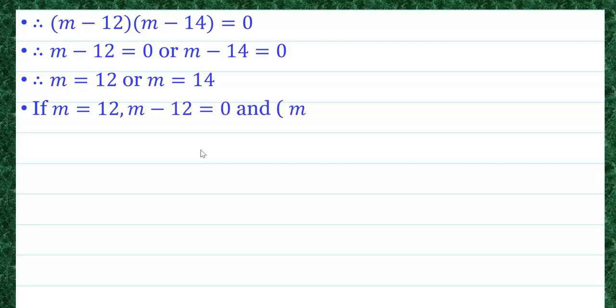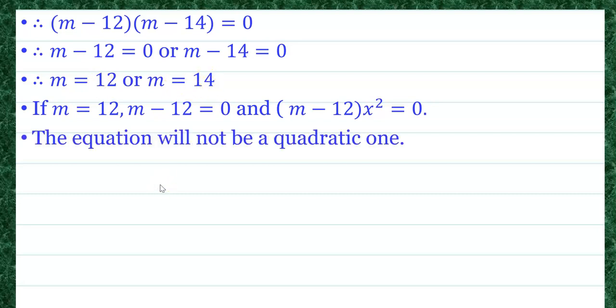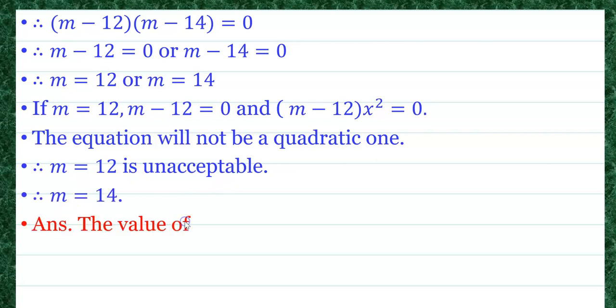If we take m is equals to 12, then m minus 12 becomes 0 at that place, and therefore the quadratic term will not be obtained. x square will vanish and therefore it will not be a quadratic equation. So what value of m should we take? We should take m as 14. The equation would not be quadratic otherwise. Therefore m minus 12 is unacceptable, and therefore m is equals to 14, so the value of m is 14. As usual, we have solved the quadratic equation here. You can see this here.